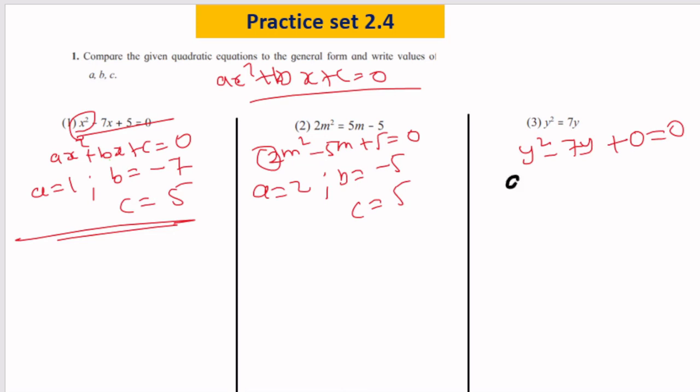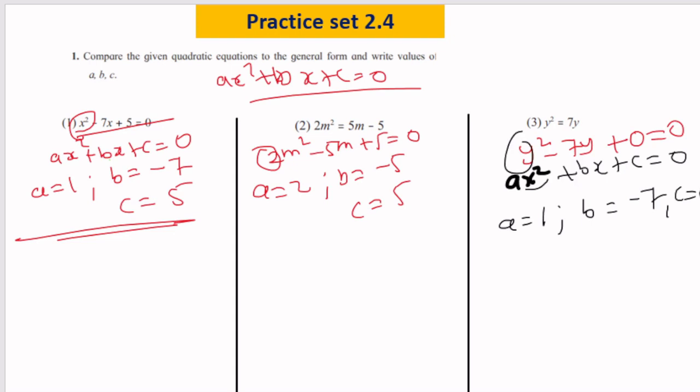Okay, now compare with ax square plus bx plus c equal to 0. You will get a is equal to 1, b is equal to minus 7, and c equal to 0. Now you will ask a question, here it is x square, here it is y square. Both are the same case, only the letter is different, but both are variables. Okay, x and y are the variables, so that's why this is the answer.